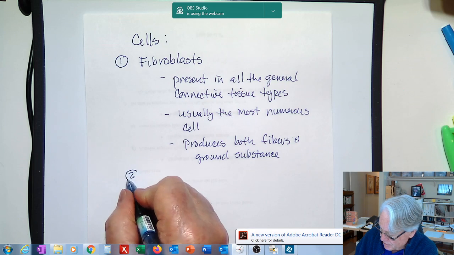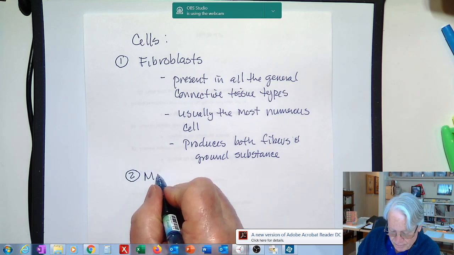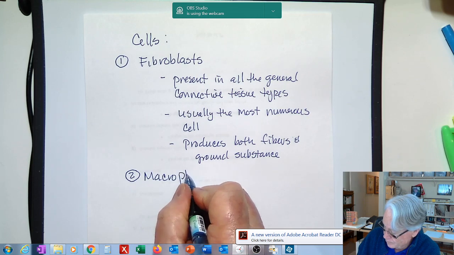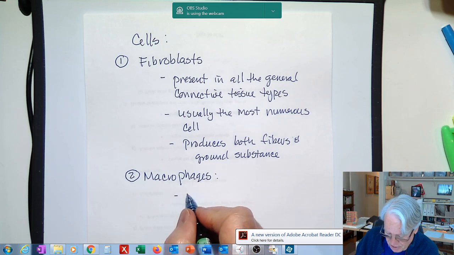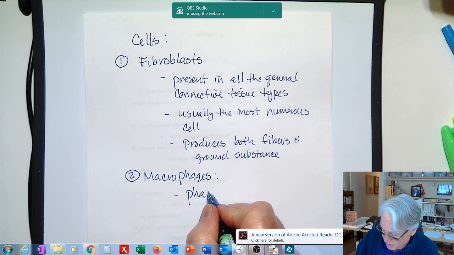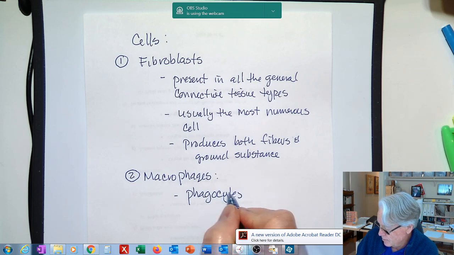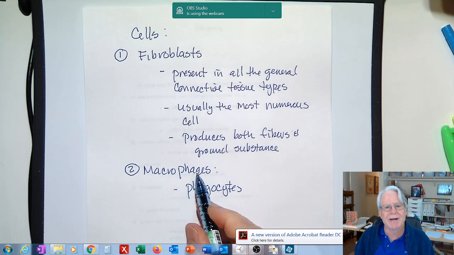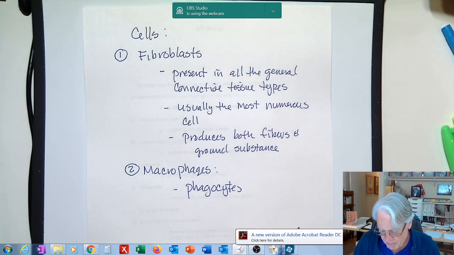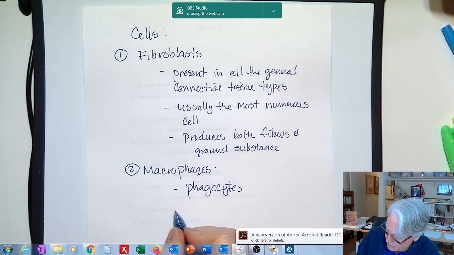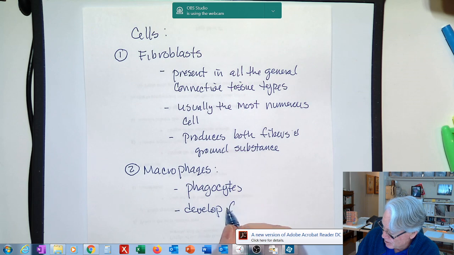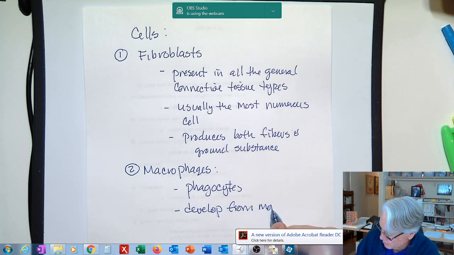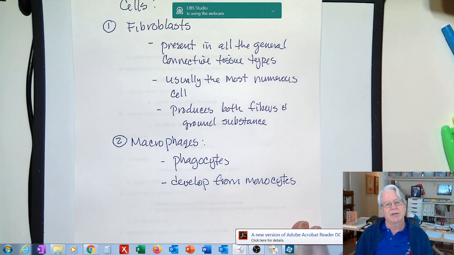A second type of cell that you'll see are macrophages. And macrophages are part of a large group of cells that are called phagocytes. So a macrophage is one type of a phagocyte. And macrophages are going to develop from monocytes.